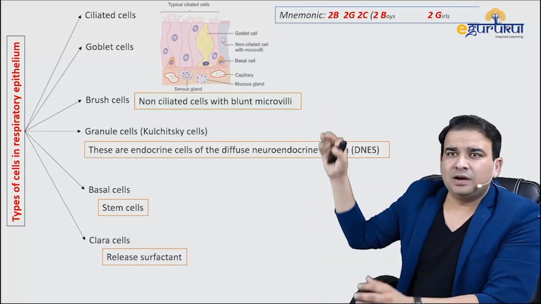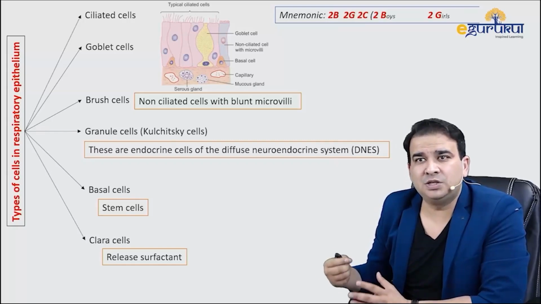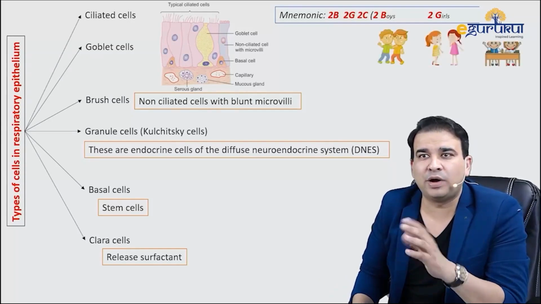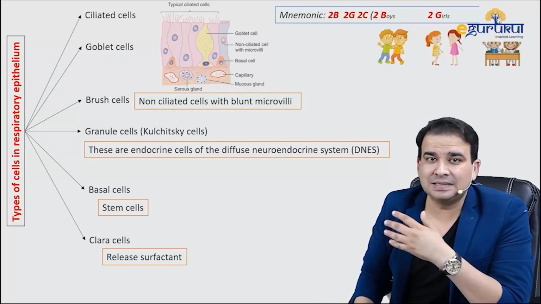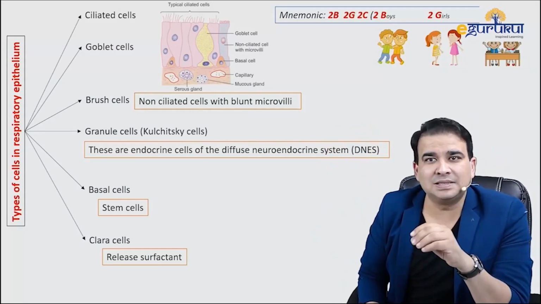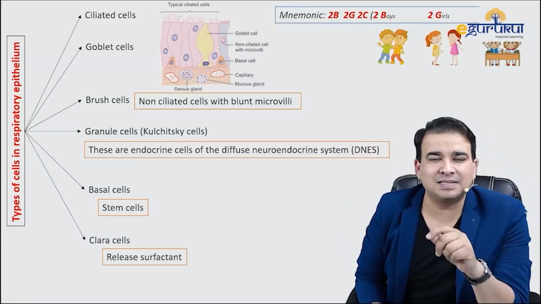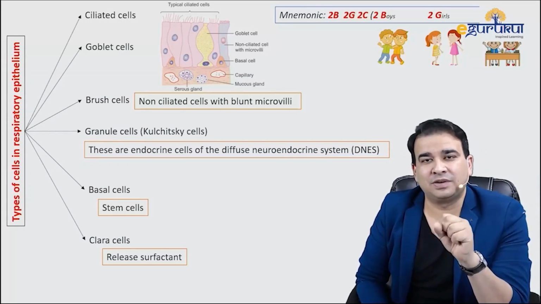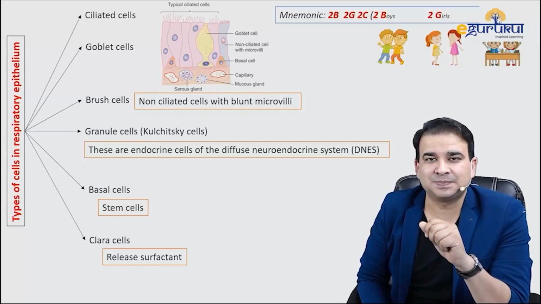So again, a mnemonic here to remember all these types of cells: the 2B, the 2G, 2C, 222. So 2 boys, 2 girls, 2 children. That's how you can remember. What are the 2 boys here? The boys are the basal cells and the brush cells. 2G, the 2 girls, are the goblet cells and the granule cells. And the 2C, the 2 children, are the Clara cells and the ciliated cells. So these are mainly the 6 types of cells present in the lining of the respiratory system. The 2B, 2G and the 2C types of cells.